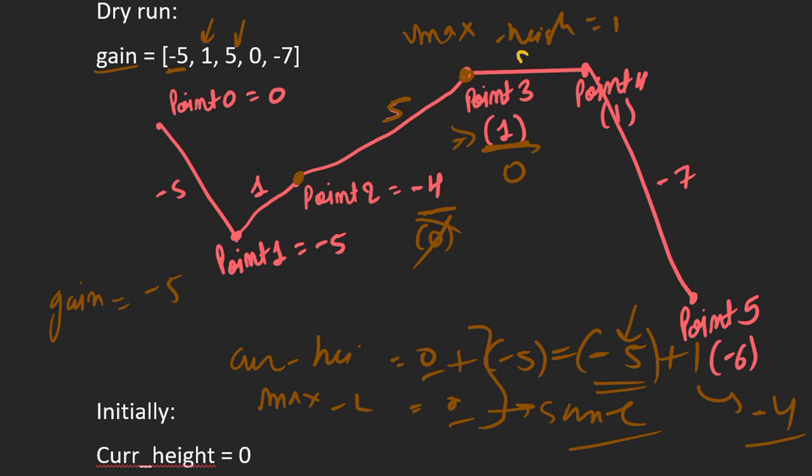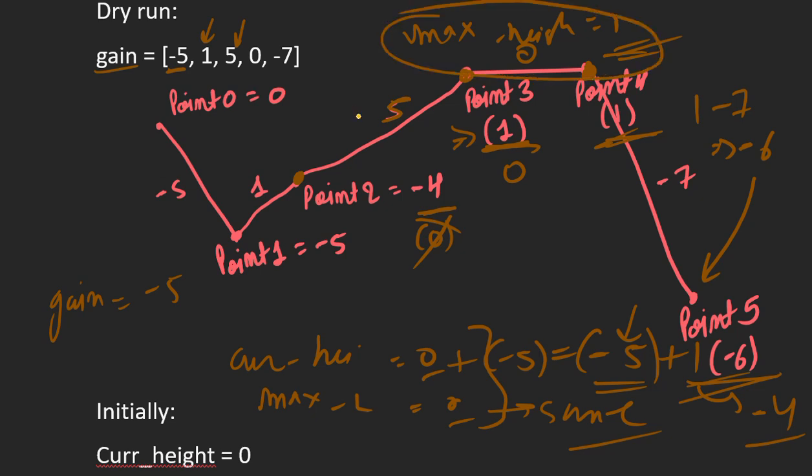Now what is the next gain? Next gain is 0, so 1 plus 0 is 1. So again the next point is at the same height, and max height will still be 1. Then from this point, what is the gain? The gain is minus 7, so 1 minus 7, that is minus 6, will give us the height of the next point. Is that height greater than our max height? No. So our max height is still 1, and now we have reached all the points. So what is our max height? Max height is 1, and that is our answer.